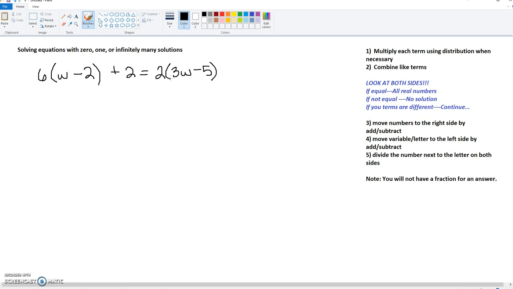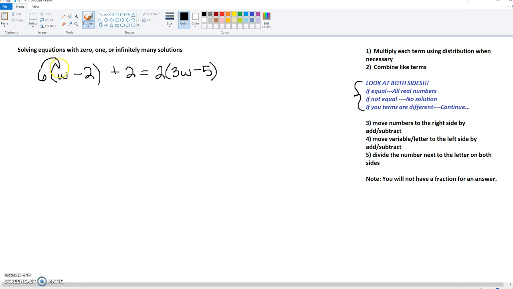So here I have also provided our steps to go through it. Okay, and we're going to be discussing this part right here. This is super important, and we're using this first example to identify those scenarios. So the first thing that we're going to do is multiply each term using distribution if necessary, and in this case it is.